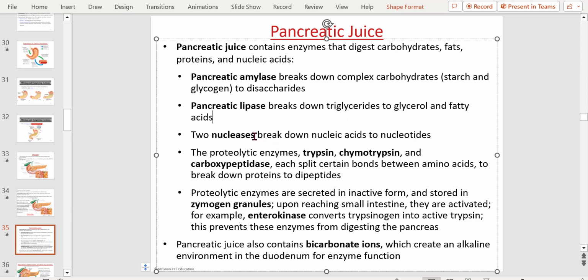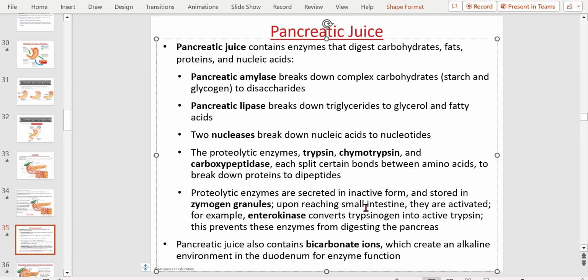Two nucleases break down the nucleic acid to nucleotides. Proteolytic enzymes, trypsin, chymotrypsin, and carboxypeptidase each split certain bonds between amino acids to break down proteins to dipeptides. So these right here, trypsin and chymotrypsin, are the ones I'd like you to know as far as protein breakdown. Proteolytic enzymes are secreted in active forms and stored in zymogen granules.